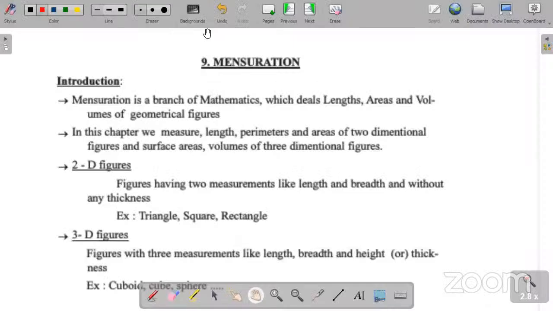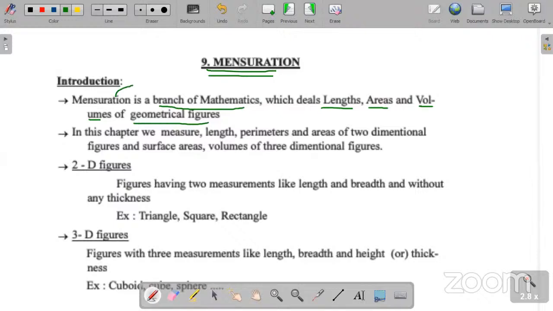So let's have a discussion. The chapter name is mensuration. Mensuration is a branch of mathematics which deals with lengths, areas, and volumes of geometrical figures.